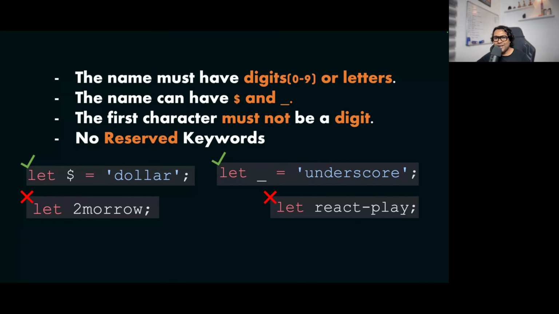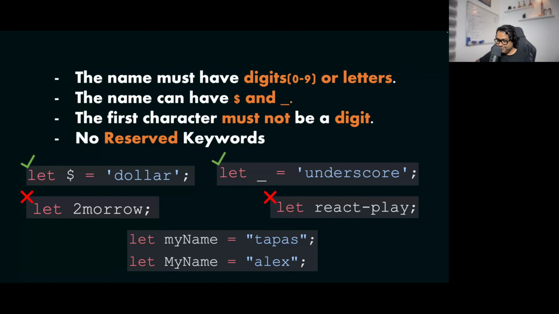Try out more examples. Try to see what kind of errors you get. Now here is something more tricky. You have something called let my name equals Tapas. And again, you have let my name equals Alex.